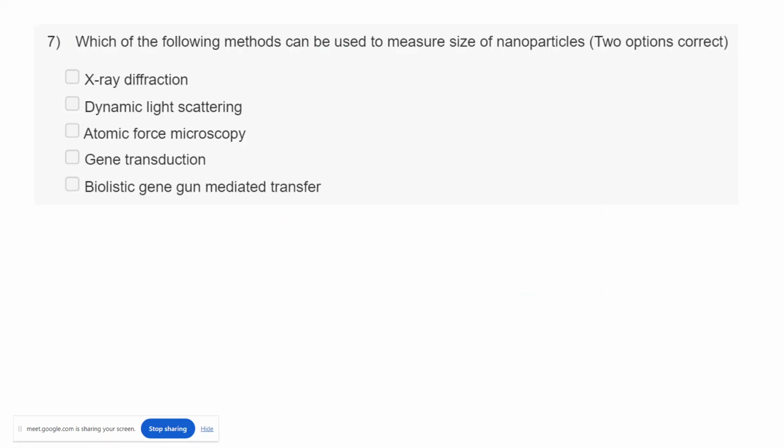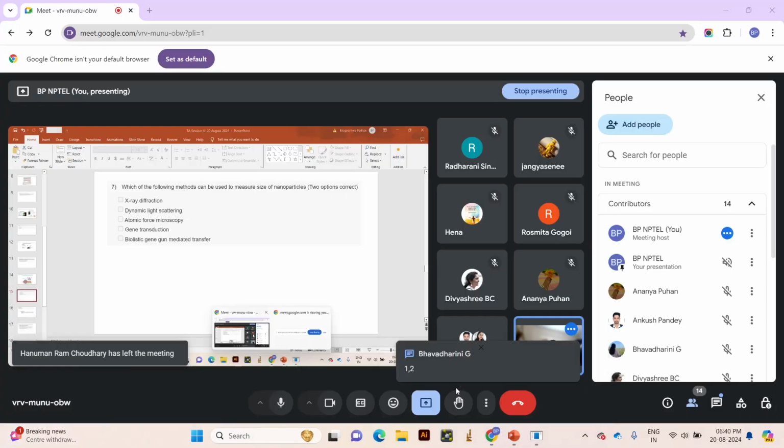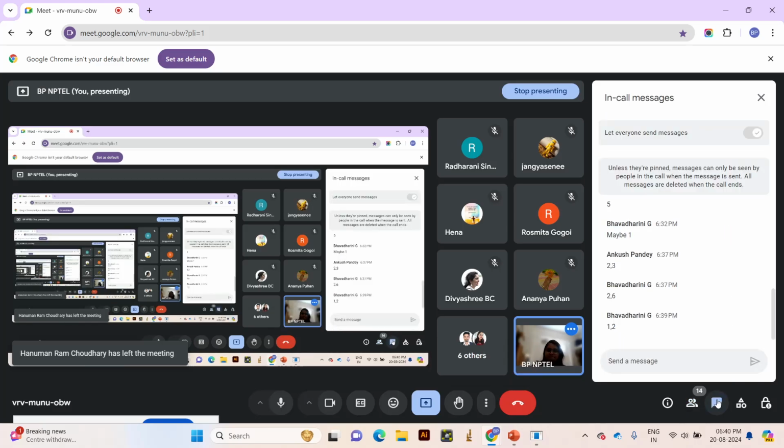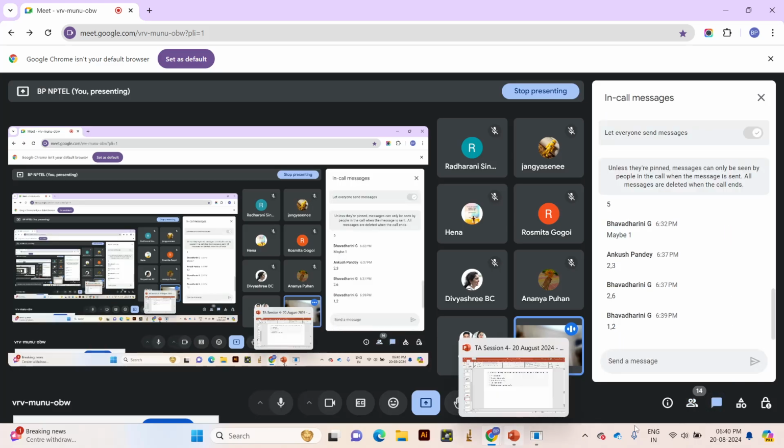Okay, here we have the seventh question. Which of the following methods can be used to measure size of nanoparticles? X-ray diffraction, dynamic light scattering, atomic force microscopy, gene transduction, or ballistic gene gun mediated transfer. One and two, okay.